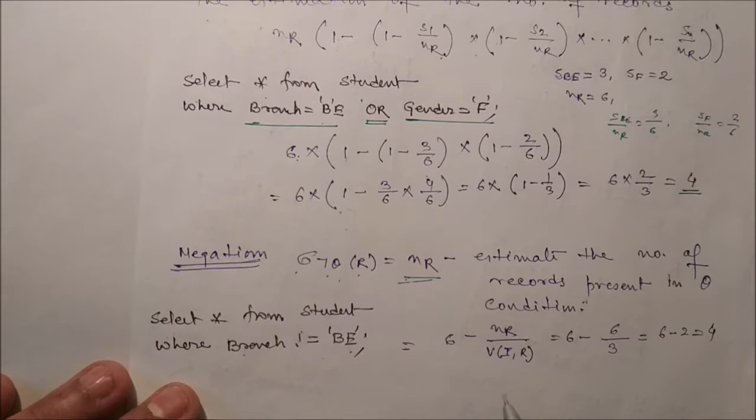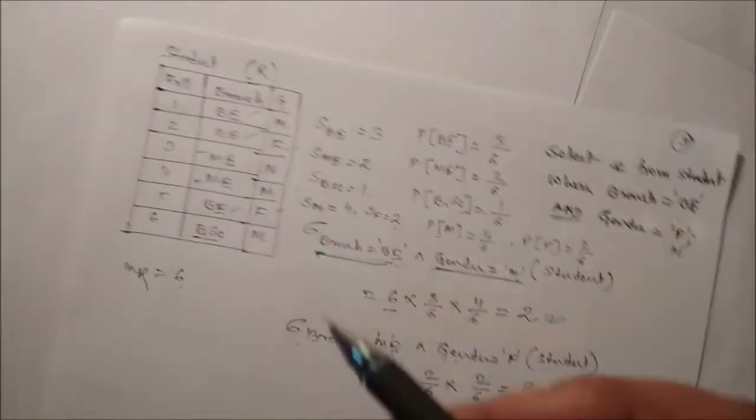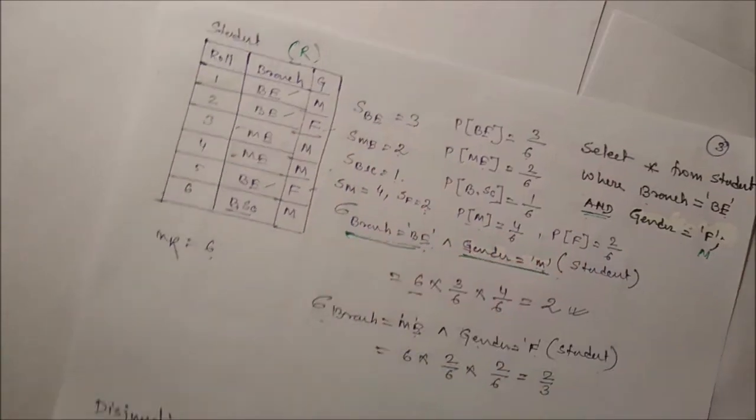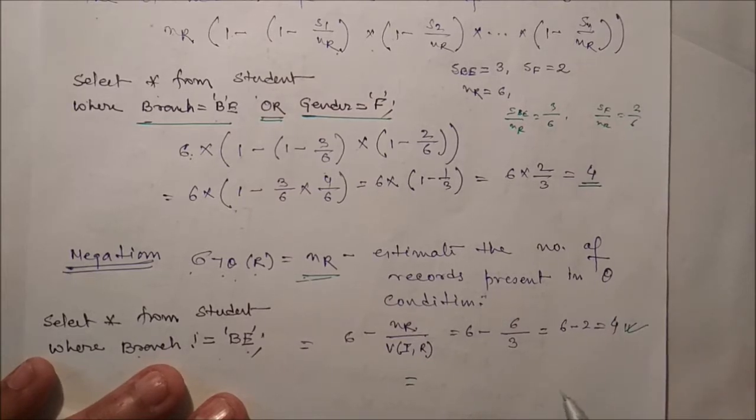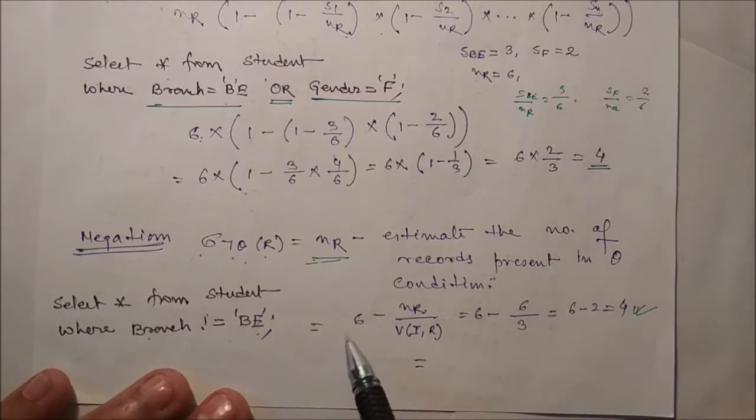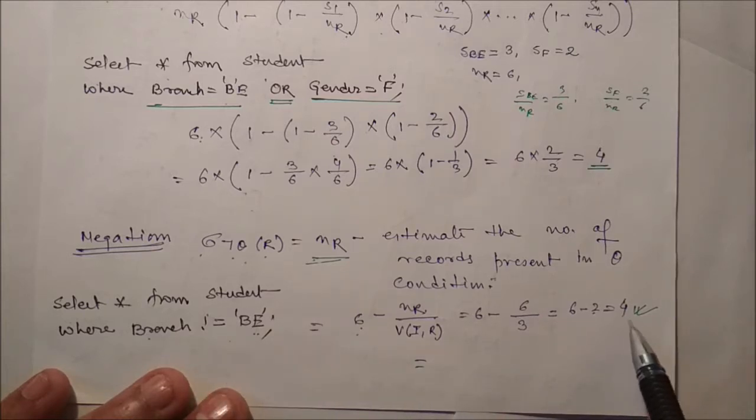So the first condition, where selection equal to is there. So 6 minus 6 by 3, NR is equal to 6, and the distinct values are, for branch, 3 distinct values. We have seen here BE, ME and BSc. That's why it is 3. So we can estimate it is 4. Answer is 4. Are you getting this one? So NR minus the estimate: NR is 6, and if branch is equal to BE, it will return 2. So that we can estimate the answer. If branch not equal to BE, it will be 4.